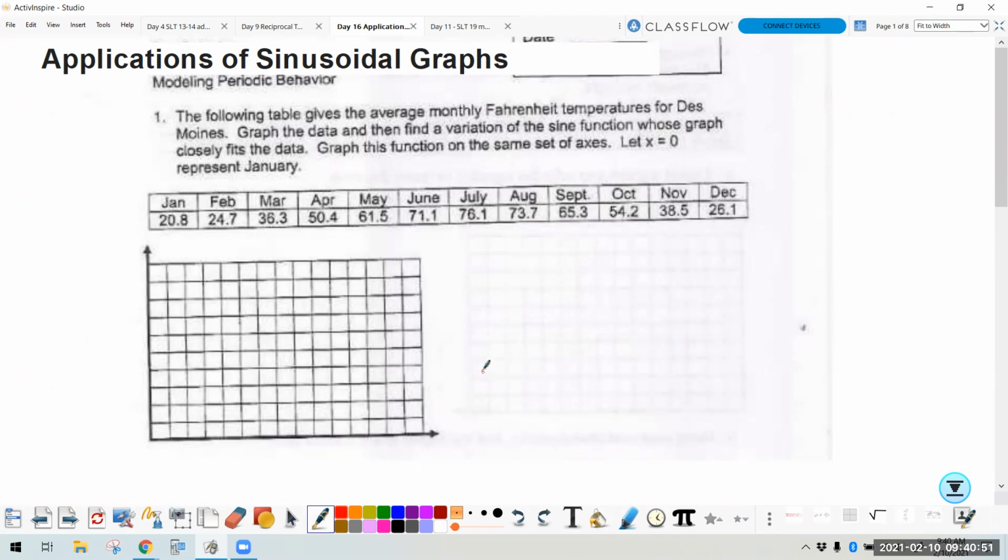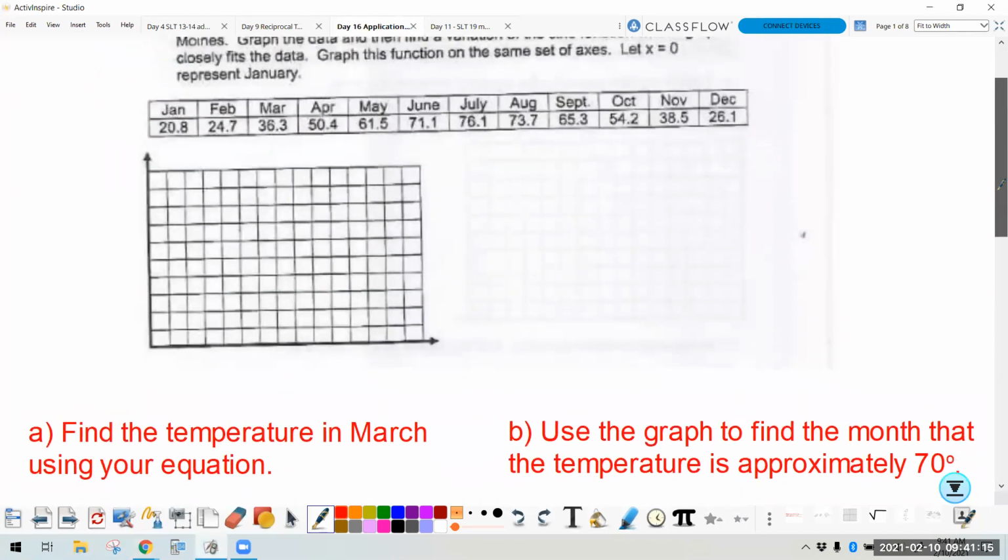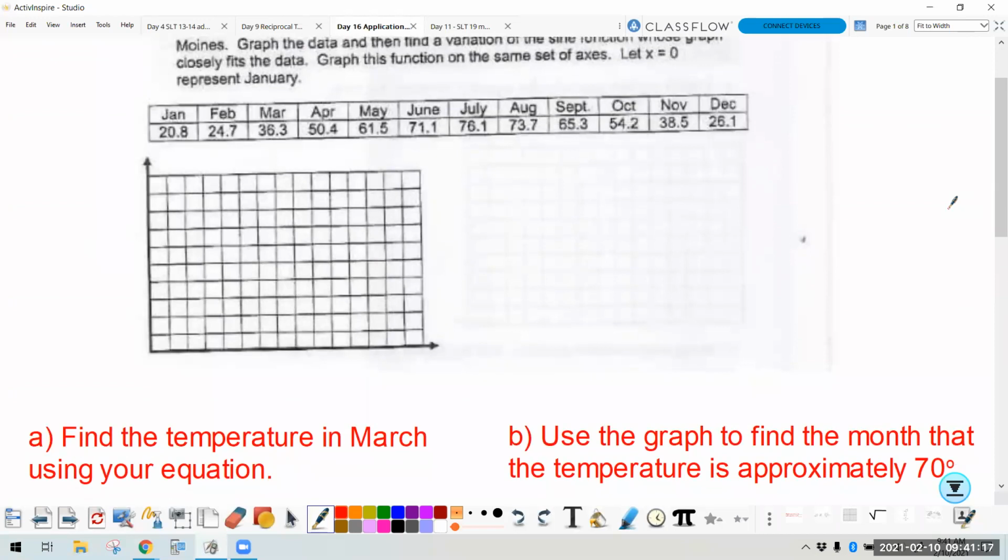So our first problem here says, the following table gives the average monthly Fahrenheit temperature for Des Moines, Iowa. Graph the data and then find a sine function. And by sine, they mean sinusoidal, so sine or cosine. You get to pick your favorite. And then I added a question A and B at the bottom that we're going to use with our equation.